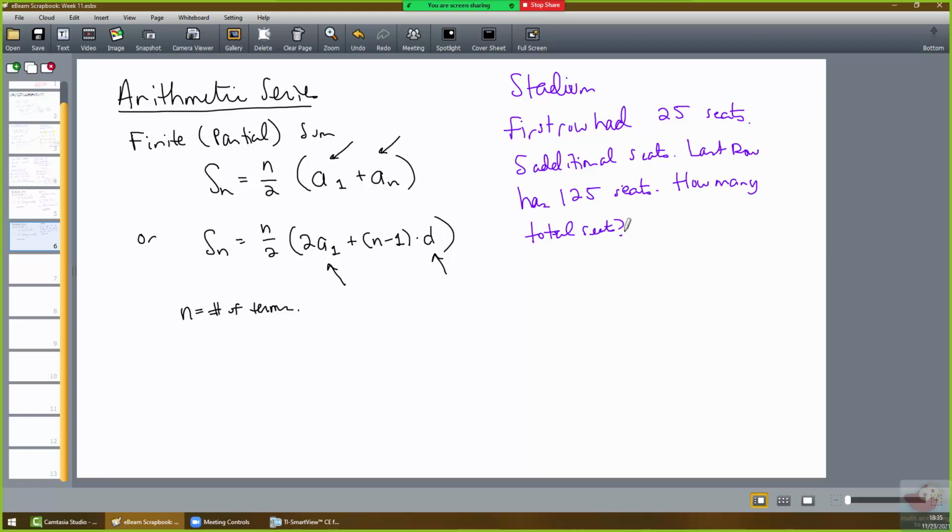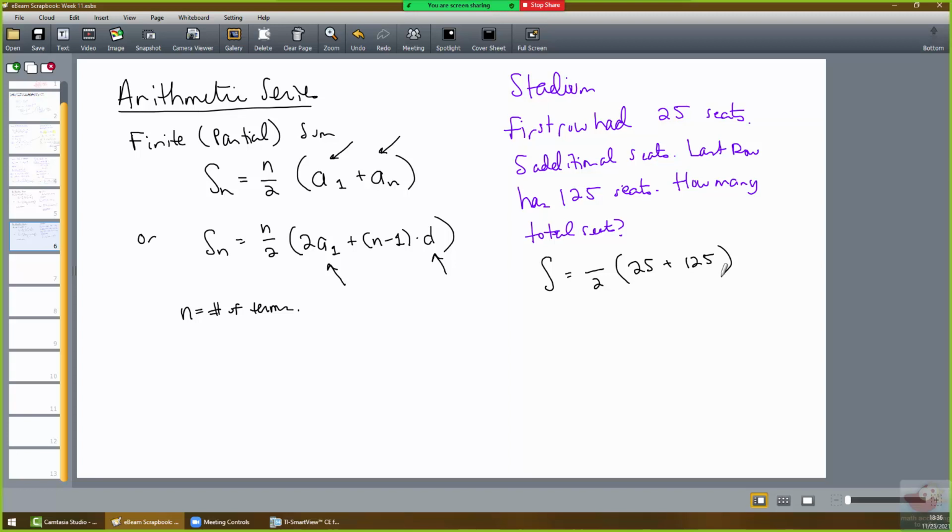Both formulas are fine to use. I think the first one's a little bit easier because we know the first number is 25. We know the last number is 125. But what don't we know? We don't know the number of rows, which is what our n is here.